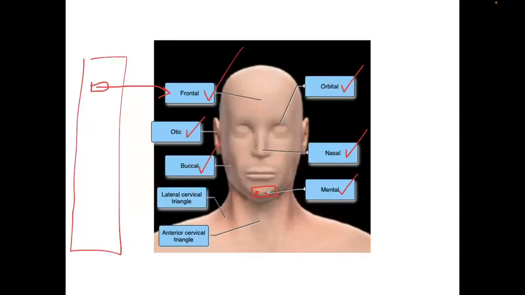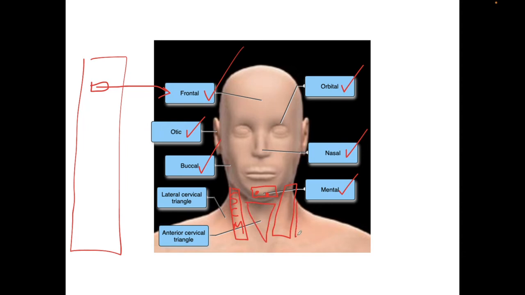Mental foramen. Okay, so now there are two left over that we haven't done, but by process of elimination, you should be able to figure it out. Right here, we see the delineation of a muscle, and here's another muscle. These muscles are called the sternocleidomastoid, or the SCM muscle. And then right here, there's a triangle.